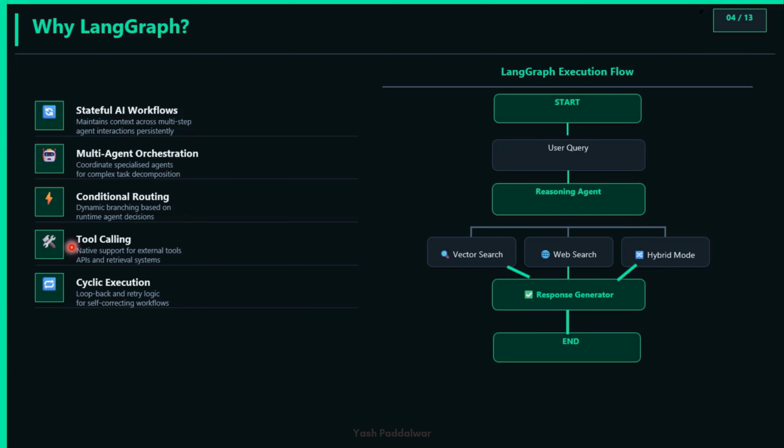Next, we also get support for tool calling in LangGraph. It also supports cyclic execution. That means, for example, if you want to have loops in your workflow, if a particular task needs to be done multiple times, that is also possible with the help of LangGraph. So LangGraph in all provides every single thing that a generative AI engineer requires. That is why we are using LangGraph.